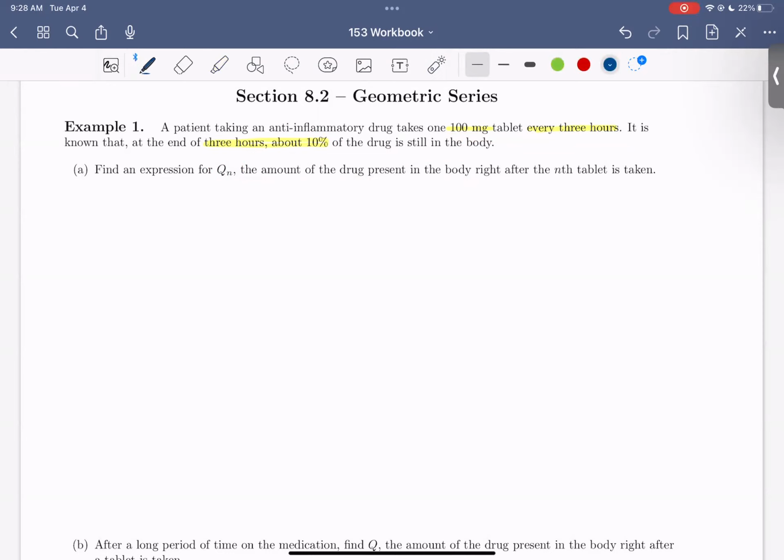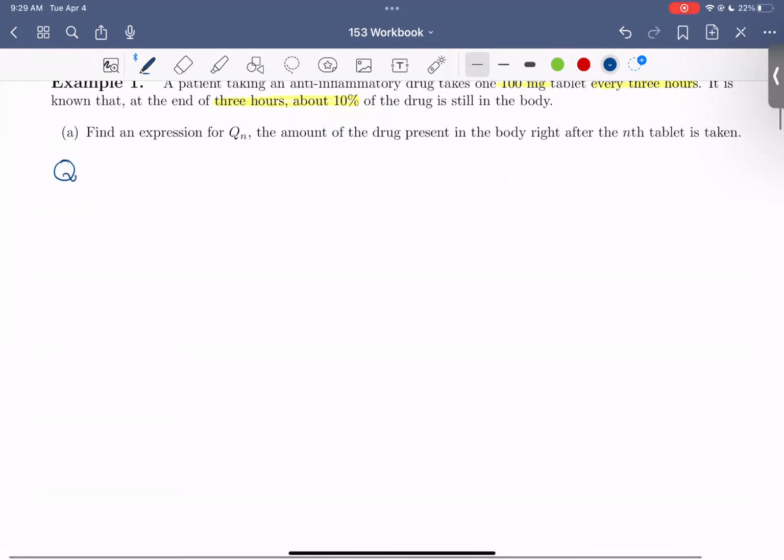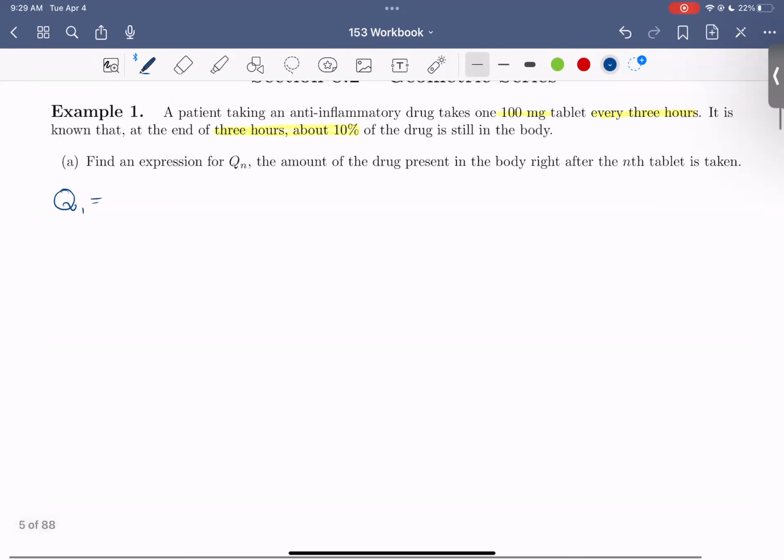So let's get started on part A by looking at some terms in this sequence. We can call this Q_n a sequence because it's just going to be a list of numbers. Those numbers are representing the amount of the drug in the body. Okay, so let's look at a few numbers in this list. Let's begin with Q1. Q1 is just the amount of the drug in the body after the first pill is taken. So at this point, we just have 100 milligrams of the drug in the body.